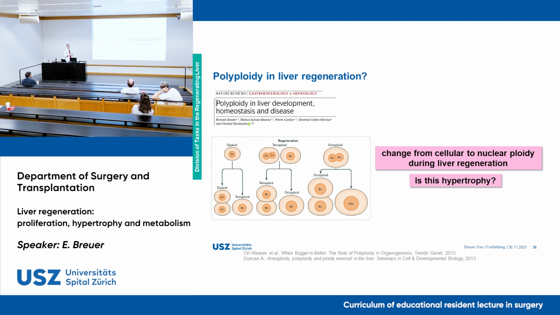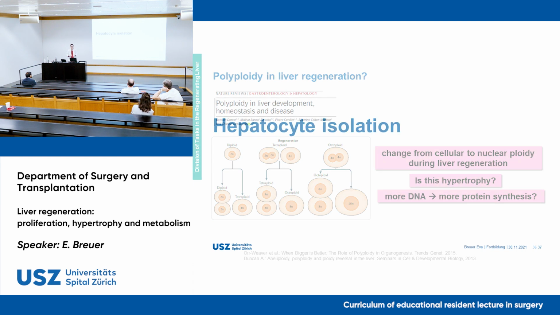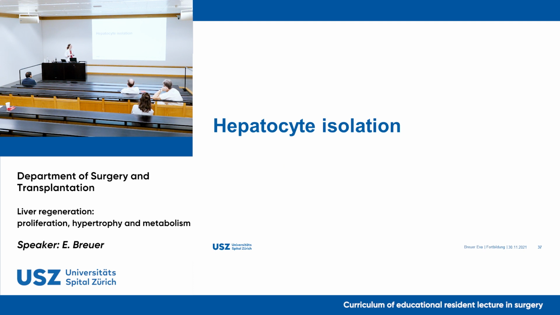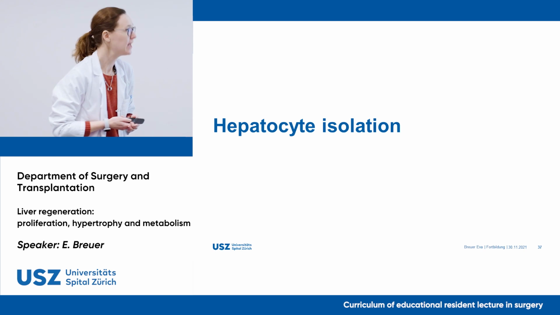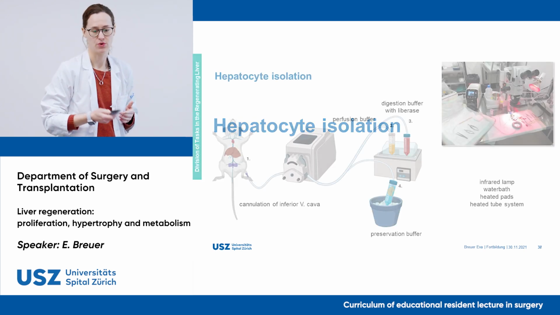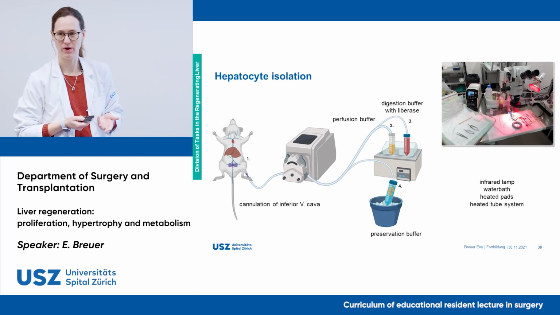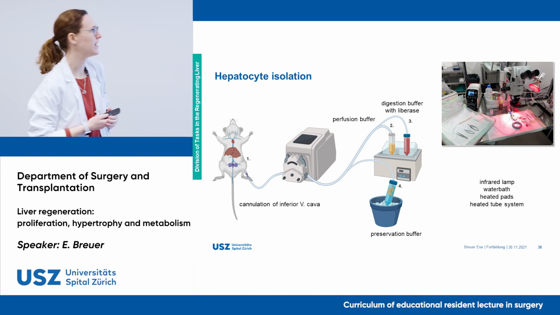We don't know if this is the only reason for hypertrophy, but one connection to our hypothesis that the big cells are also the ones that are metabolically active is that if you have more DNA content, you can also have more protein synthesis. So this is kind of an outlook of what I'm currently doing and how I try to solve this problem of single cells and how to analyze them.